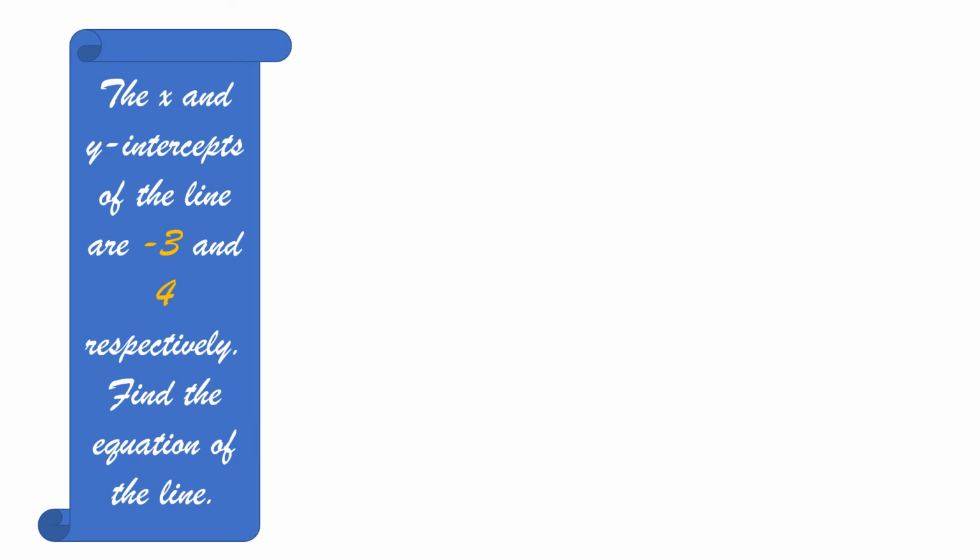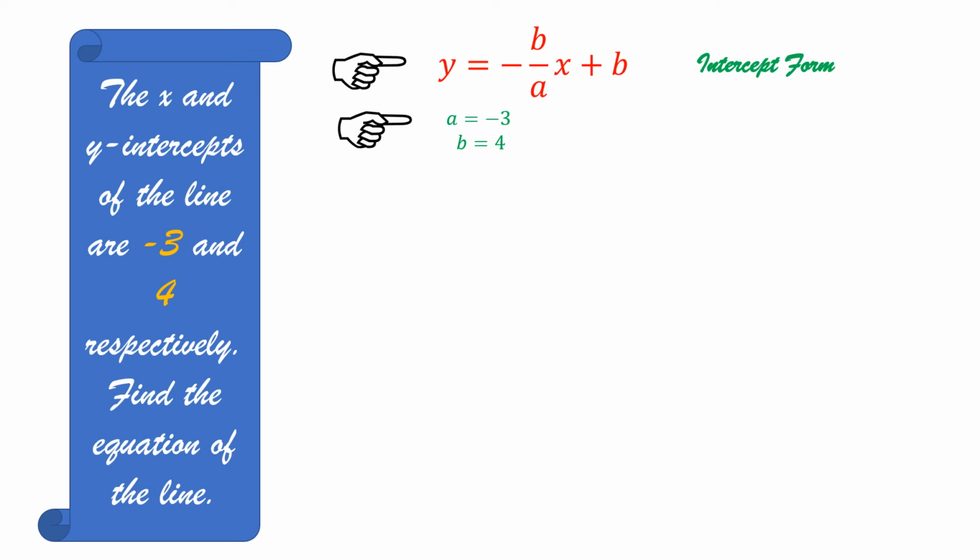Our example for that is, you're asked to find the equation of a line given the x-intercept negative 3 and the y-intercept positive 4. So we will be using this form to find the equation. Y is equal to negative b over a x plus b. This is the intercept form. Let us first determine the values of a and b. A is equal to negative 3, which is the x-intercept, and b is positive 4, which is the y-intercept. Let us now substitute. So y is equal to negative 4 over negative 3x plus 4.